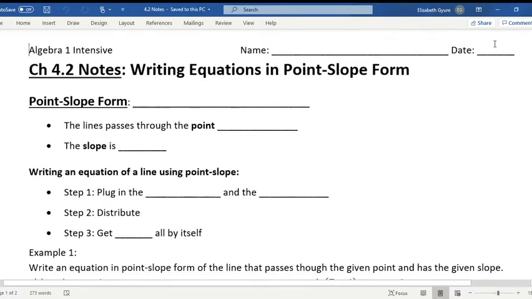4.2, writing equations in point slope form. Are you ready? Phones are away.